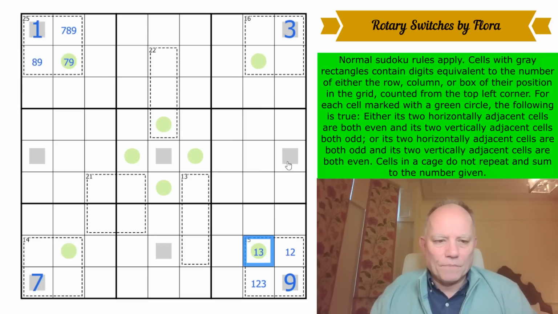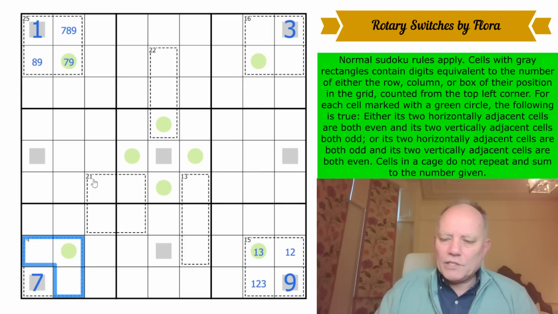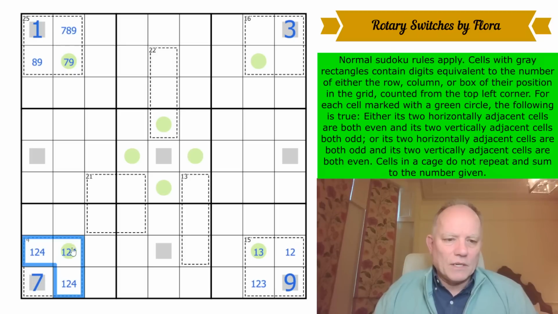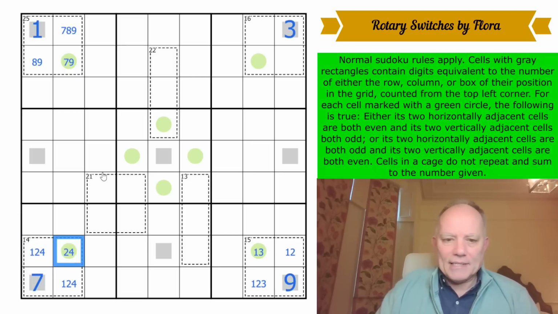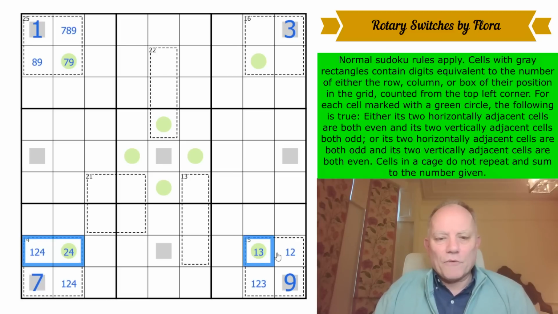the 2. This one as well. 1, 2, 4 in this cage. And again, one odd and one even here, so one of them's 1 and that isn't. Now I've got a 1, 2, 3, 4 quadruple, which only has one place for 3.